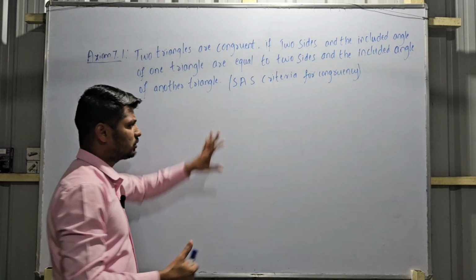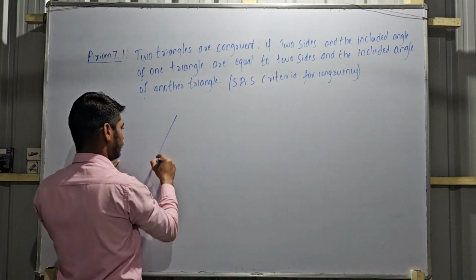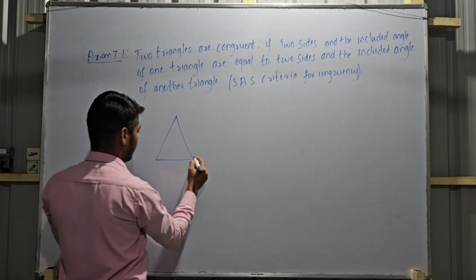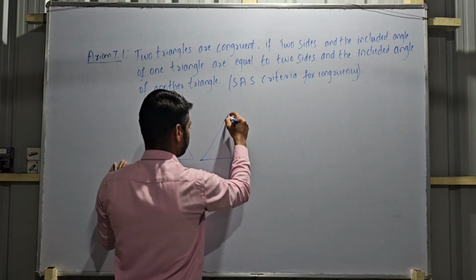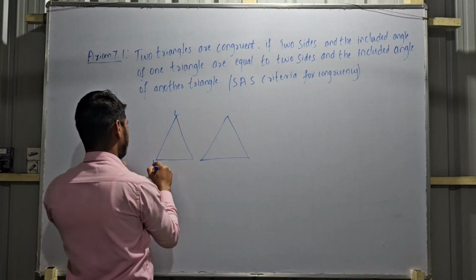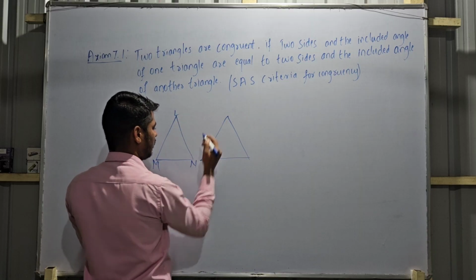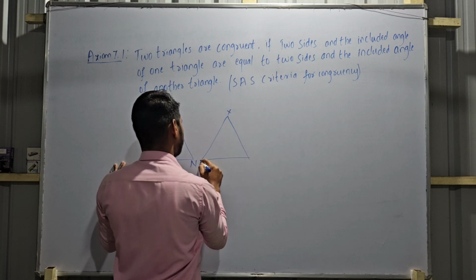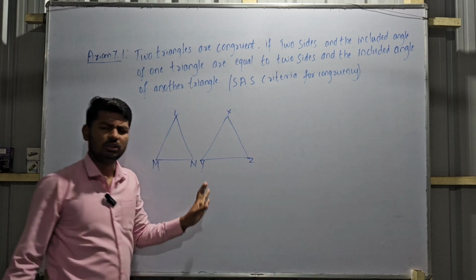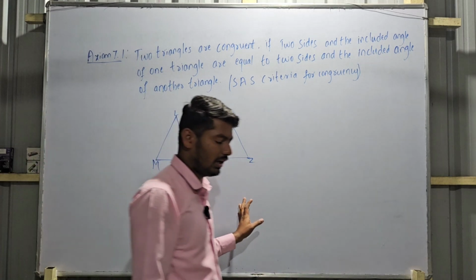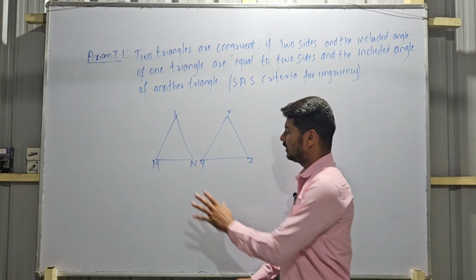So how this works: see, two triangles LMN and XYZ. Suppose we have two triangles like this.